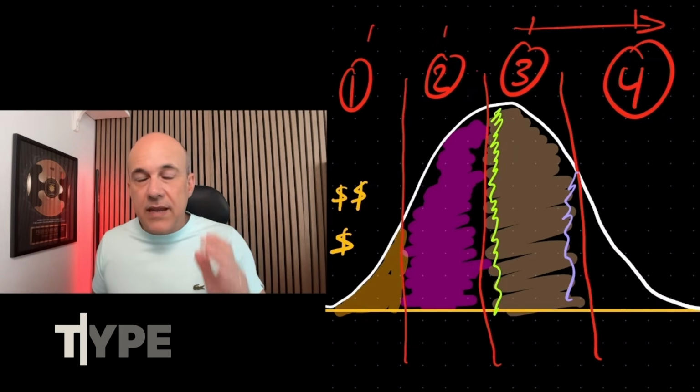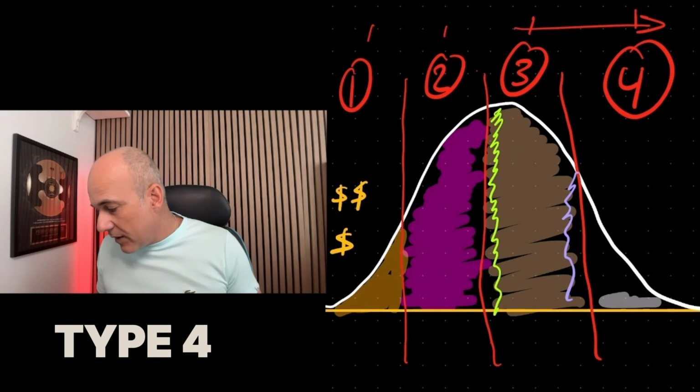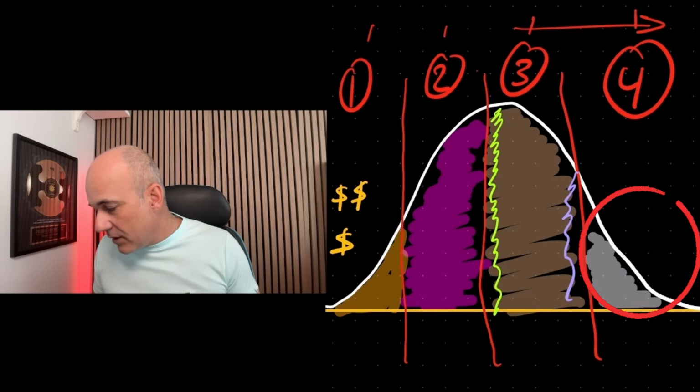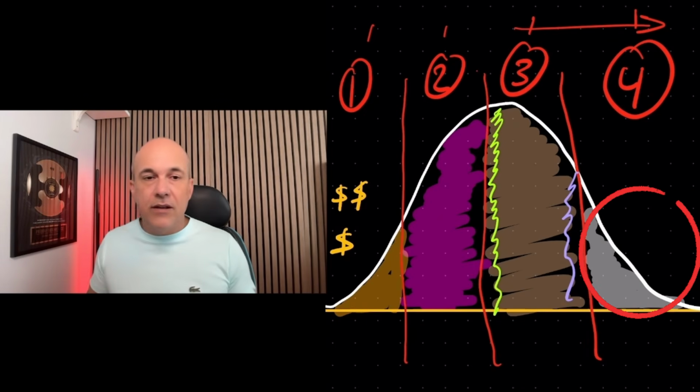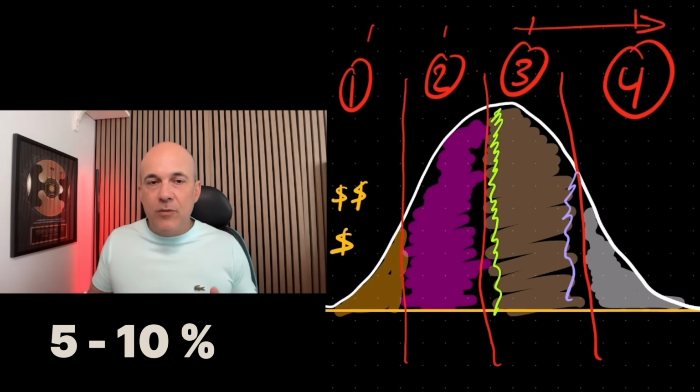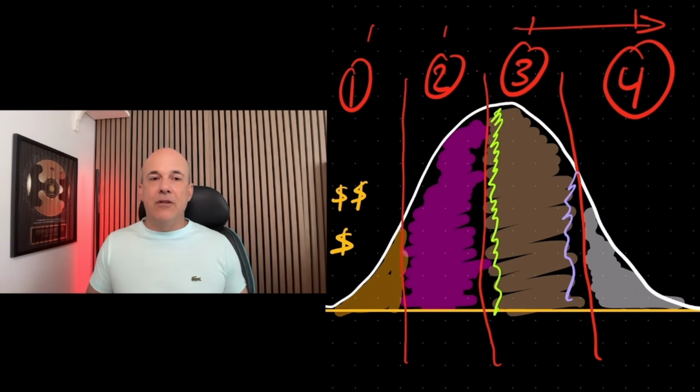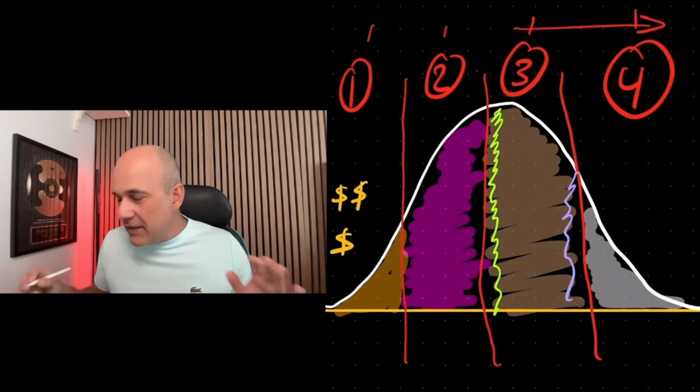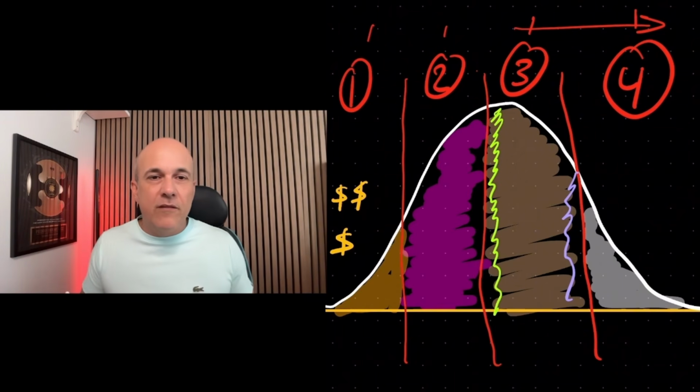Now, let's talk about the type 4 buyer. This is the far right, and it's not the far right you want to be associated with at all in a coaching business. These people are a 5 to 10% fringe minority, but they're extremely loud. These people are vampires. These are the folks that you really got to get away from.